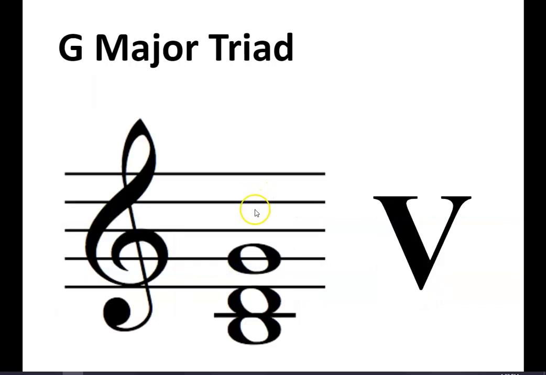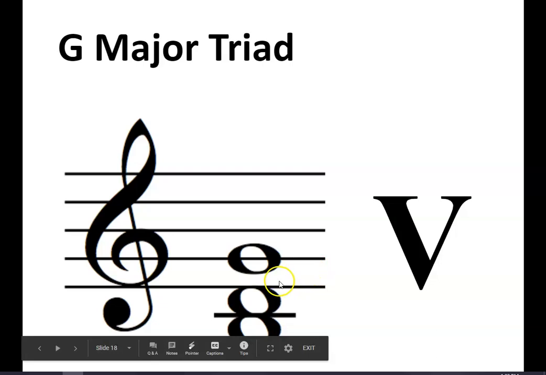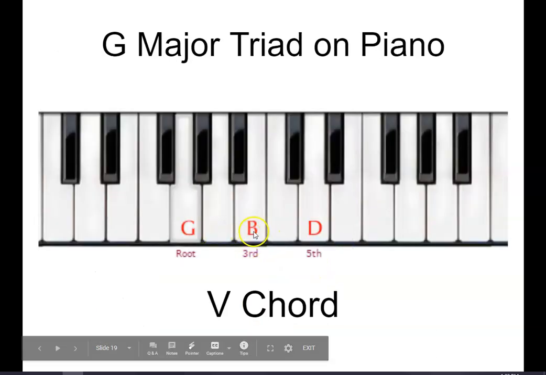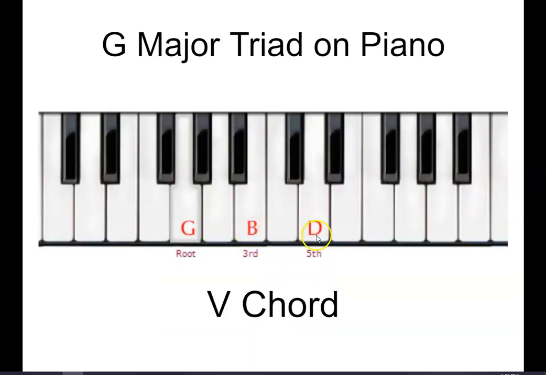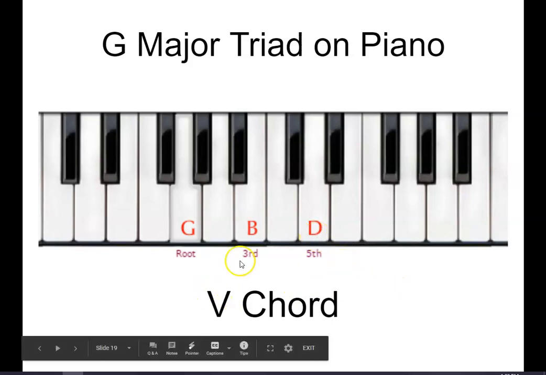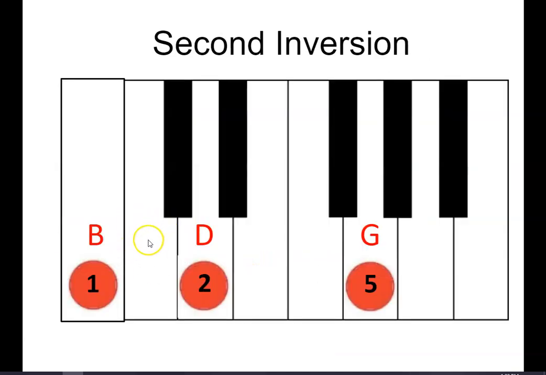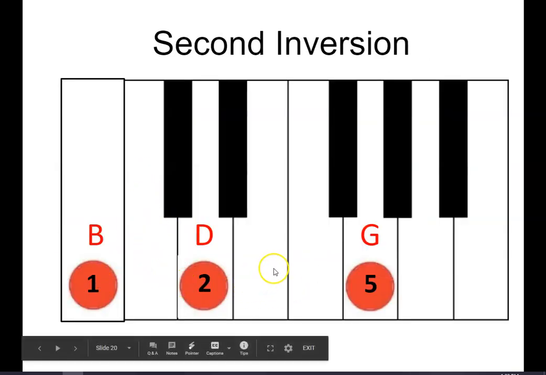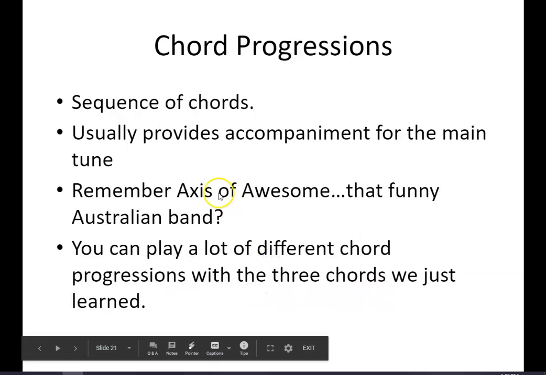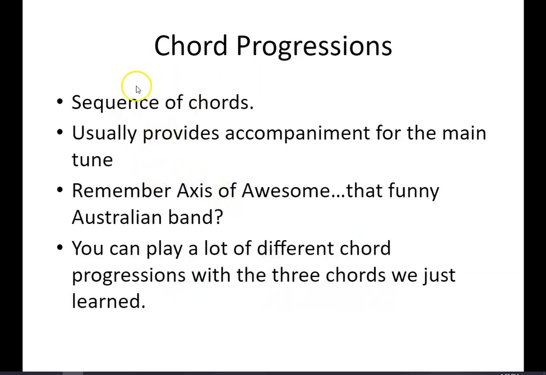Next, we have our G major triad, which starts on G, it goes to B with the middle finger, and D in the pinky. G, B, D. That's called our 5 chord. It starts on the 5th note of the scale. If you're a piano player and you know what second inversion is, you can go ahead and play this in second inversion as well.